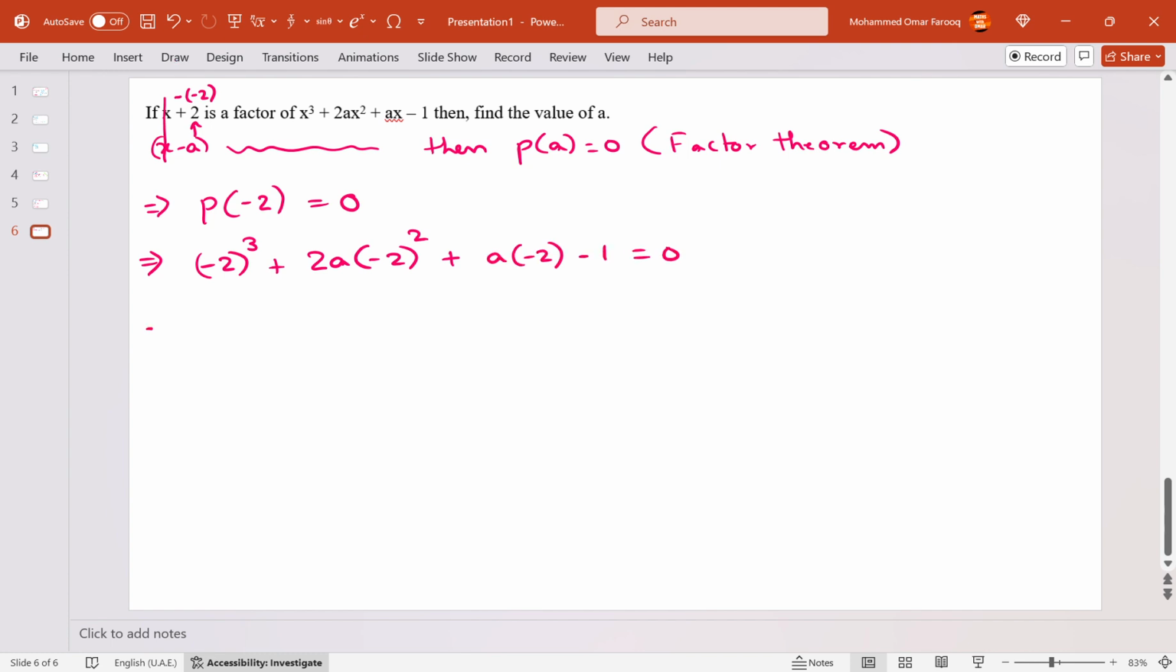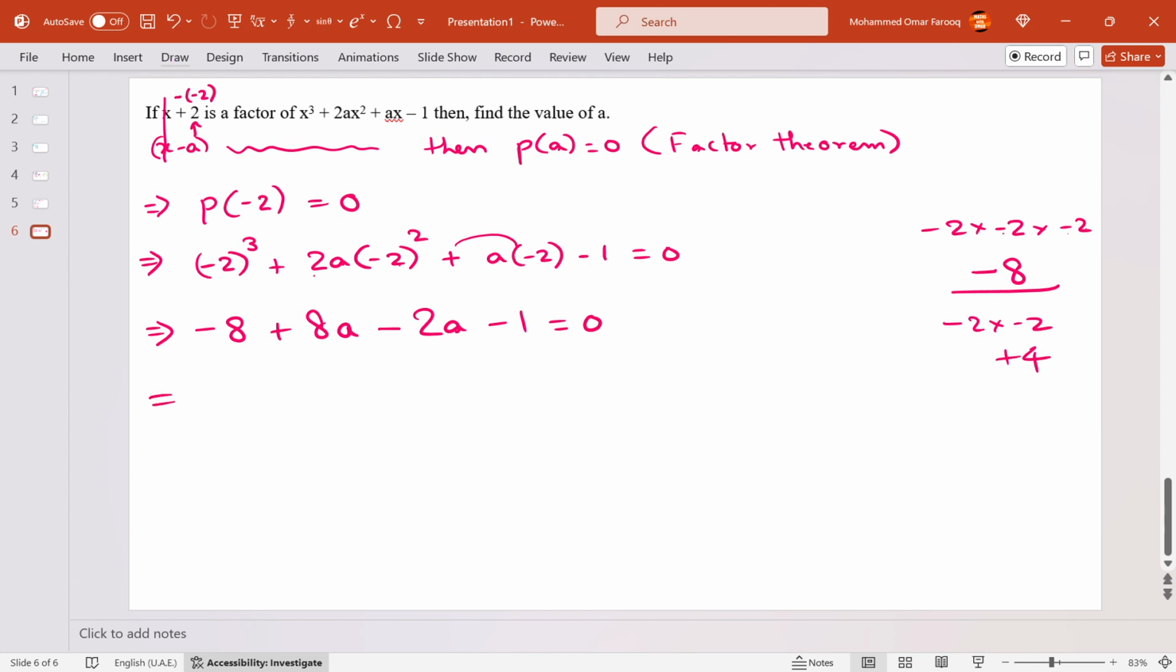Minus 1 is equal to 0. Try to solve minus 2 whole cube. If you have doubt, write it over here: minus 2 into minus 2 into minus 2. Minus into minus into minus is minus. 2 twos are 4, 4 twos are 8. Please do it in rough and don't make mistakes. Plus, minus 2 into minus 2, minus into minus is plus, 2 twos are 4, so 4 into 2 is 8a. And plus of minus 2 into a is minus 2a. Minus 1 is equal to 0.